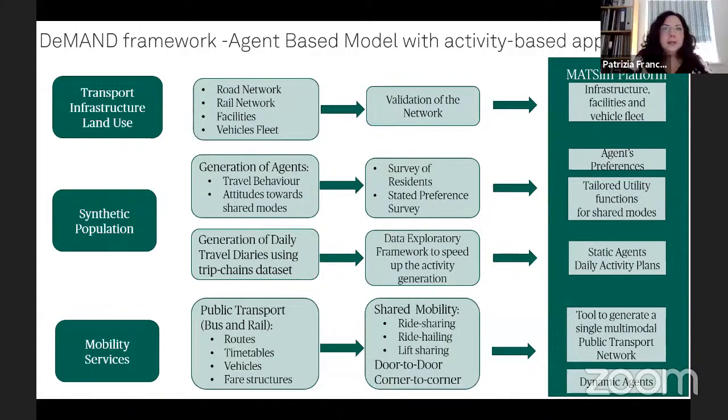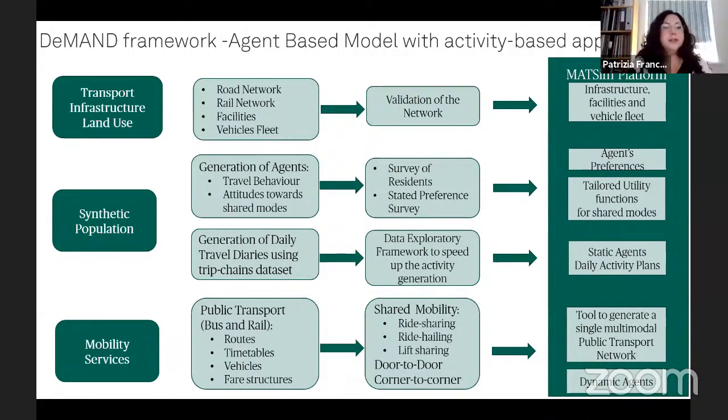For the daily travel patterns, we developed an open software, a data exploratory framework, to analyze the data and speed up the generation of the activity plans. And then we have public transport defined in the traditional way. We route them, with timetables, vehicles, and infrastructure, and shared mobility can be represented using dynamic agents, either with a door-to-door service or a corner-to-corner service, as we already did during the MODEL project in the past.